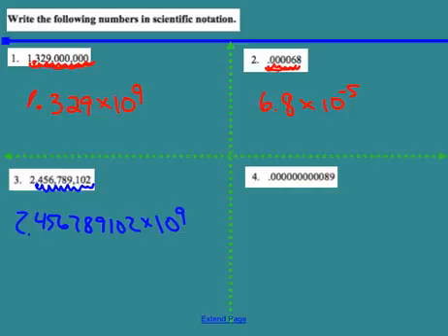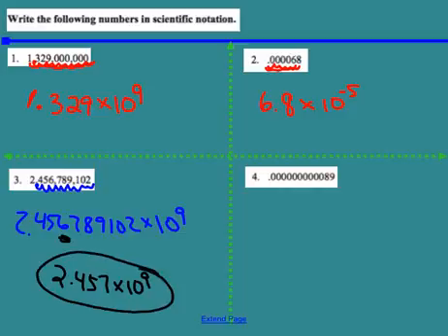If it told you to round to, like, the thousands place, I would have said 2.457 times 10 to the 9th. This is actually easy to read. These two, not so much.